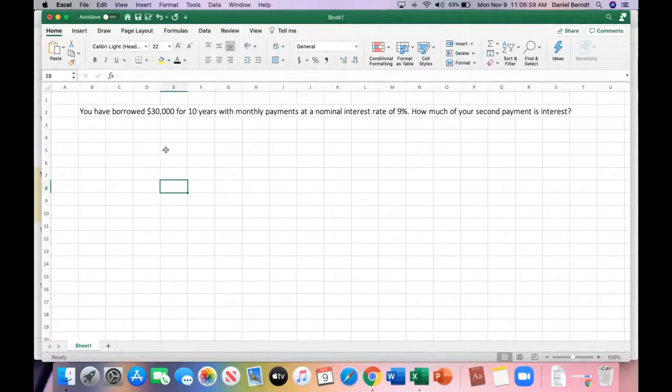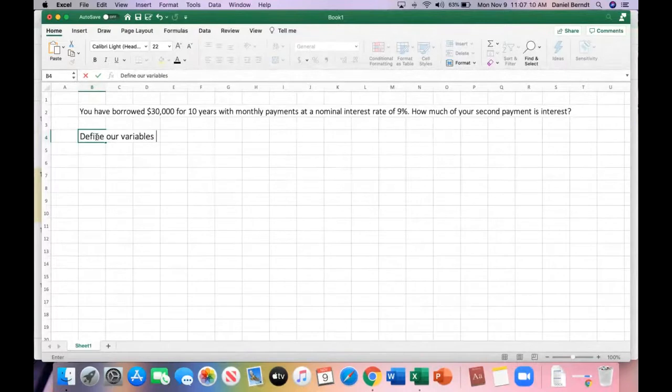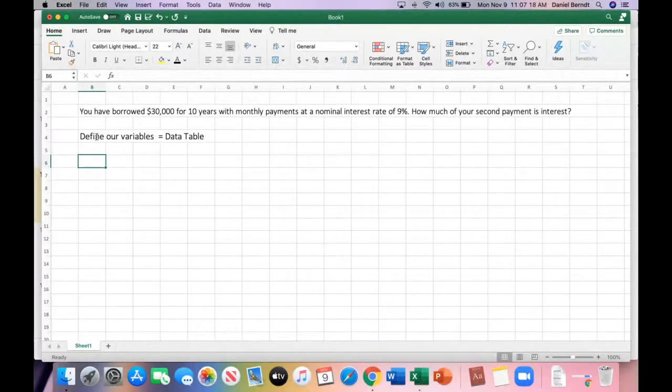Okay, good deal. So as you remember from the last module, the first thing that we want to do is to define our variables, right? We also called this our data table. We want to build a data table. And with the time value of money, there's 5 very important variables that we have to consider.